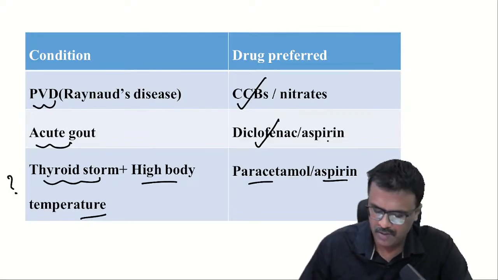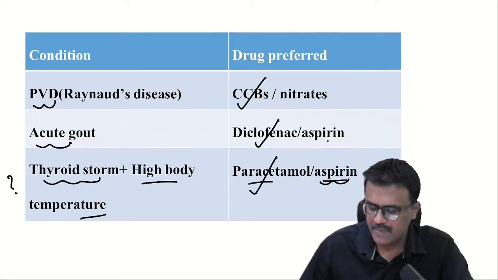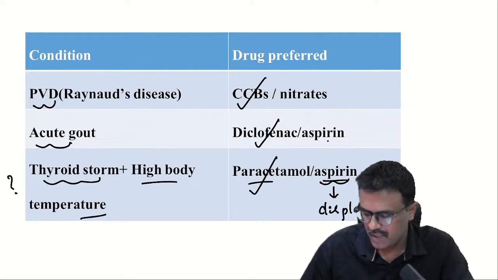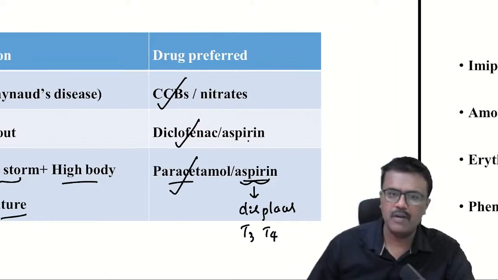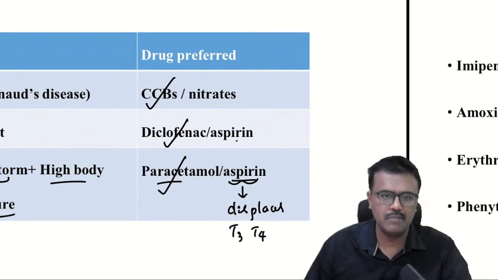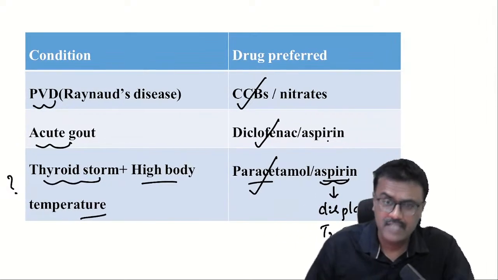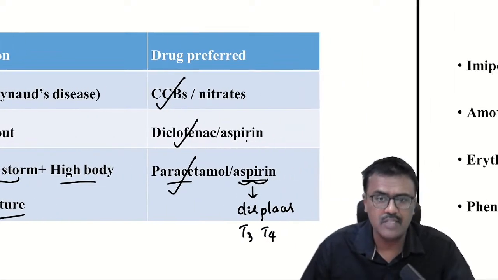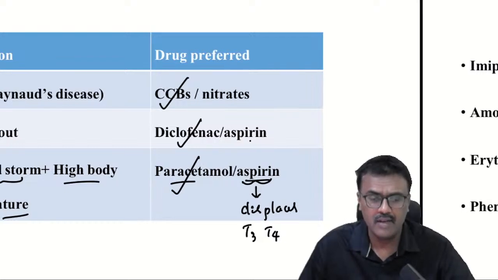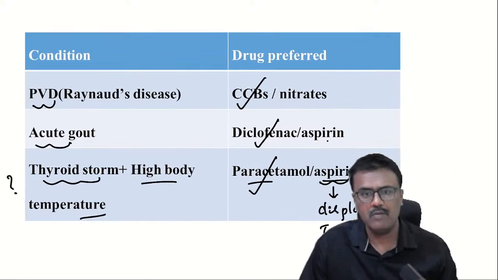Yes, I will go for paracetamol. Why not aspirin? Aspirin is known to displace thyroxine. Now, what happens if you displace T3, T4? Their free form level will become more and it will worsen the thyroid storm. So, better to give paracetamol. Why not aspirin is also the question, right? Because it displaces T3, T4 from binding and increases their free level and it will worsen the condition.